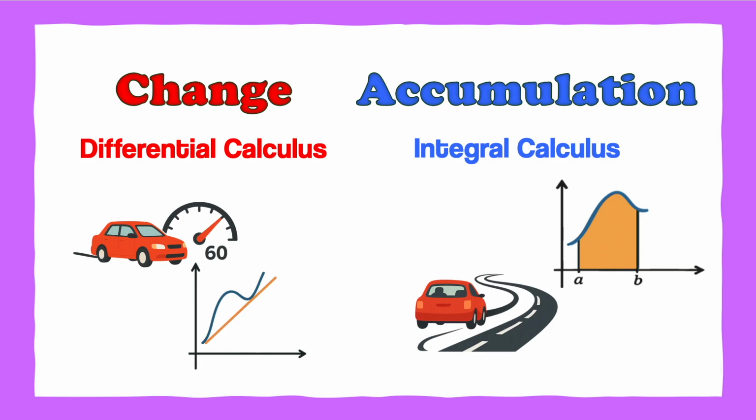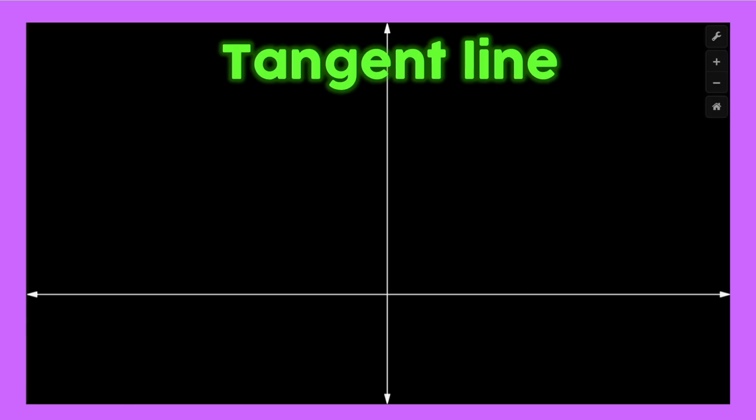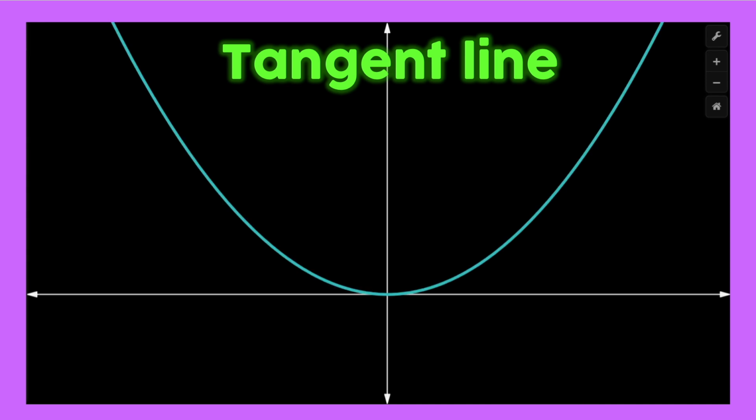Let's look at the first big idea, the tangent line problem. Say we have a curved graph, maybe something like y equals x squared. We want to find the slope of the graph at a single point. But wait, slope is usually rise over run between 2 points, so how do we find a slope at just 1 point? Here's the key.